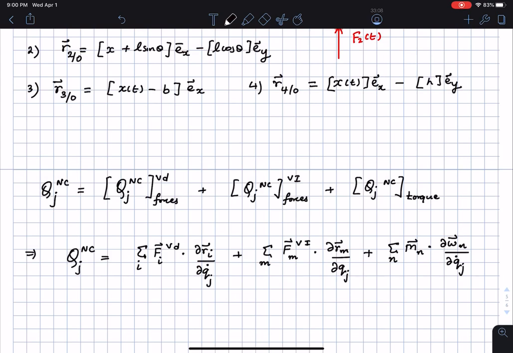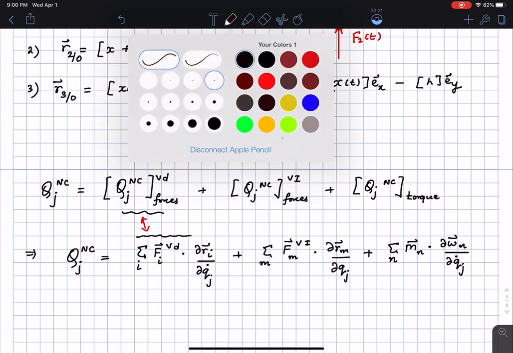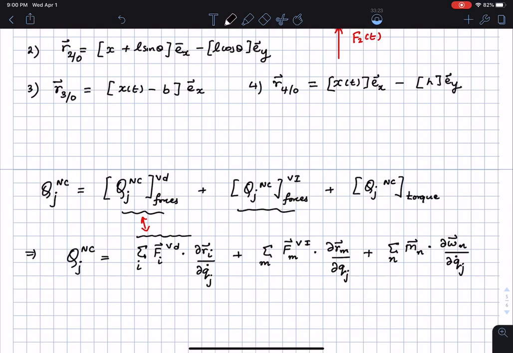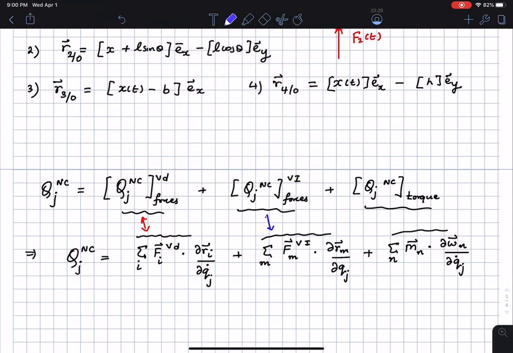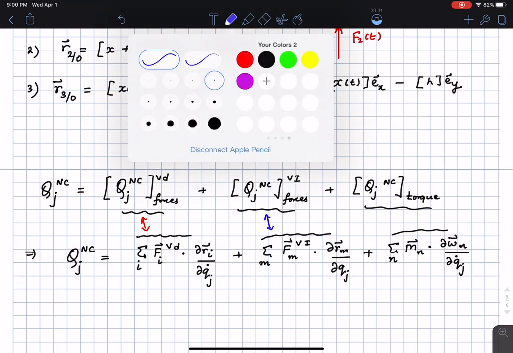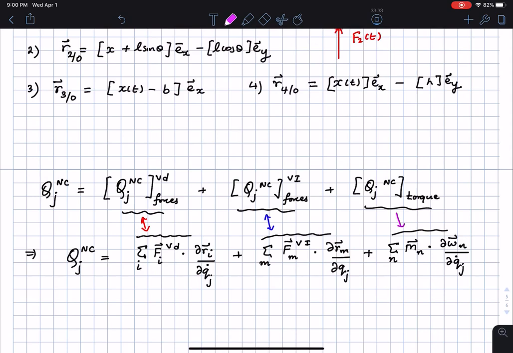Okay, so this corresponds to that term here. Let's just draw a corresponding arrow to these things. So these correspond to that. Then I'm going to have the other correspondences as well, velocity independent, and then the torques. This corresponds to that, and then lastly I'm going to have this correspondence here.